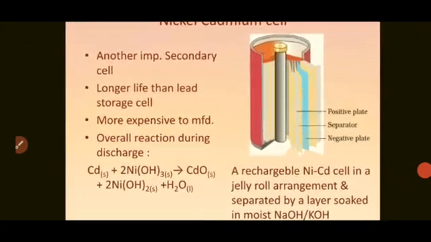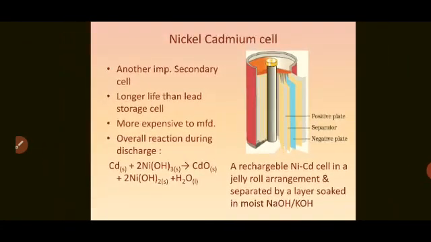Now, one more example of this type of secondary battery is the nickel cadmium cell. But this is a little bit costly because it is more expensive to manufacture. But it has an advantage over the lead storage cell. What is that? It has a longer life. Okay. So what is the overall cell reaction in this?